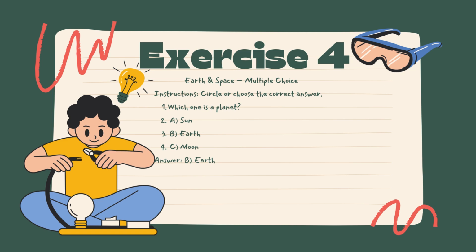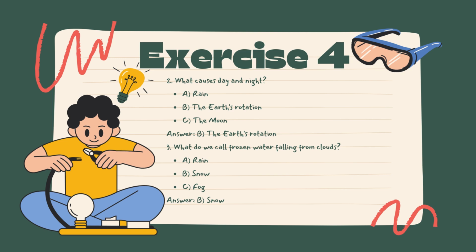Exercise 4. Earth and space, multiple choice. Instructions: circle or choose the correct answer. 1. Which one is a planet? A. Sun. B. Earth. C. Moon. Answer: B. Earth. 2. What causes day and night? A. Rain. B. The Earth's rotation. C. The moon. Answer: B.